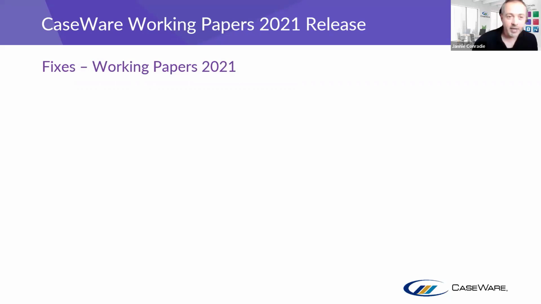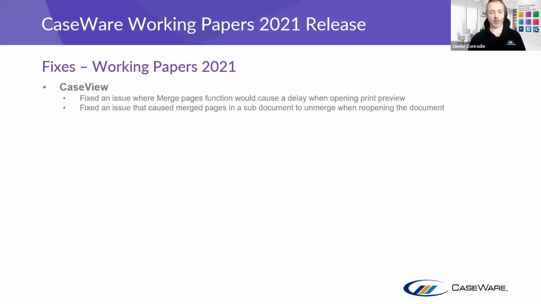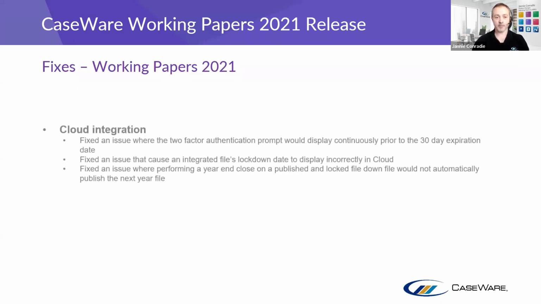Okay, so let's have a look at the fixes that they've applied. Now, this is also just a very small sample of the fixes. The full list of fixes is available in the What's New guide within your documentation. For Case View, they fixed an issue where the merge pages function would cause a delay when opening up print preview. They've also fixed an issue that caused merged pages in sub-documents to unmerge when you reopen the document.